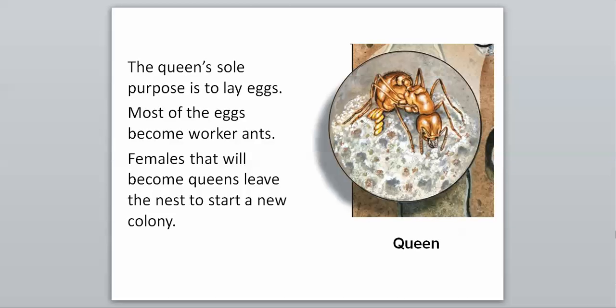And then there's the queen, and the queen's sole purpose is to lay eggs, and most of the eggs will become worker ants. However, every once in a while a female is born that will become a queen, and when that happens, she will leave the nest to start a new colony.